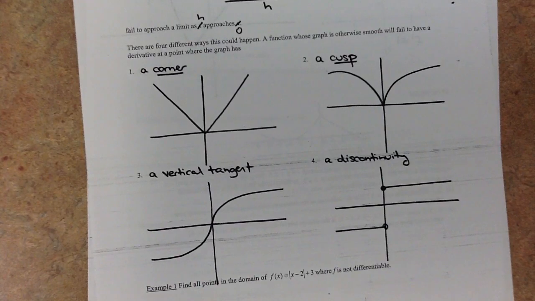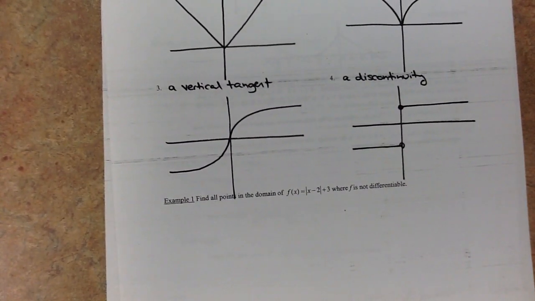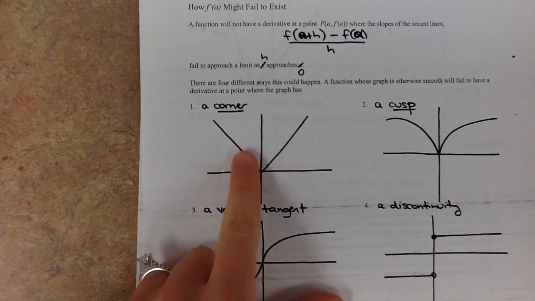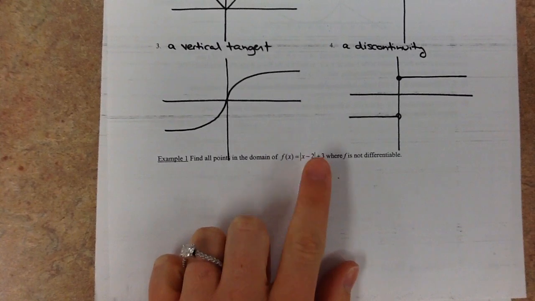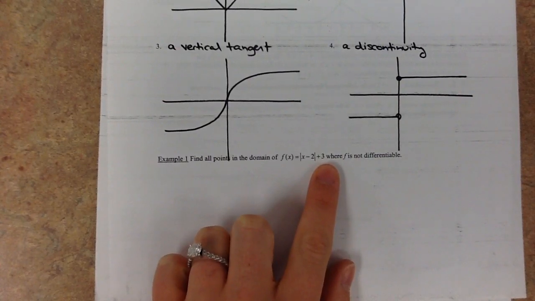All right, so example 1, we want to find all points in the domain of this absolute value function where f is not differentiable. We're not going to use our calculators for this. We should know what this absolute value function looks like. We know that the normal absolute value curve is like that V, just like we have right here. And then we've talked about transformations, like what these two numbers do in here. The x minus 2 means it moves 2 units to the right, and the plus 3 means it moves 3 units up.